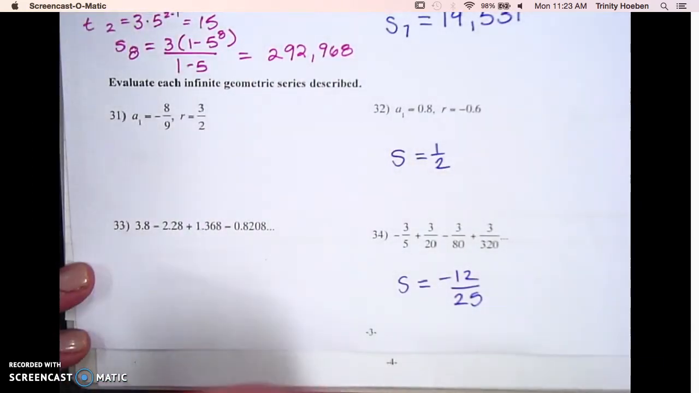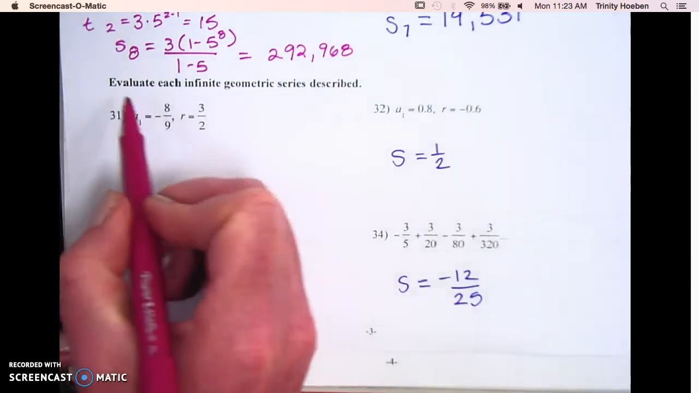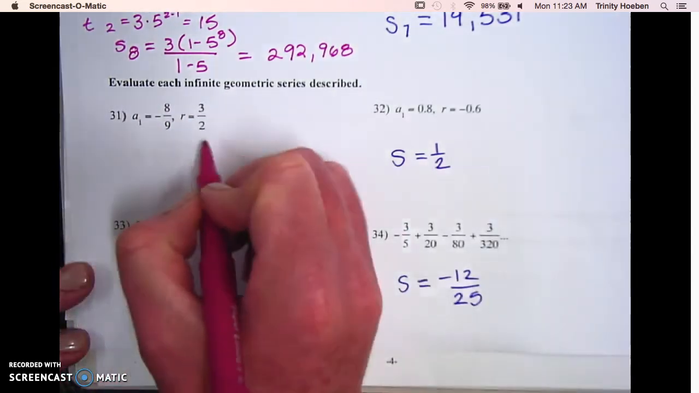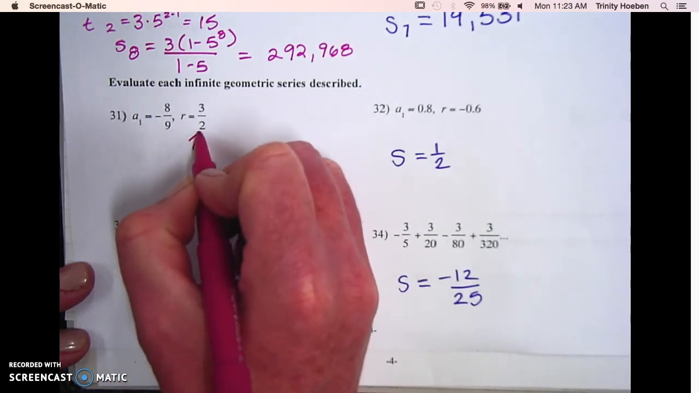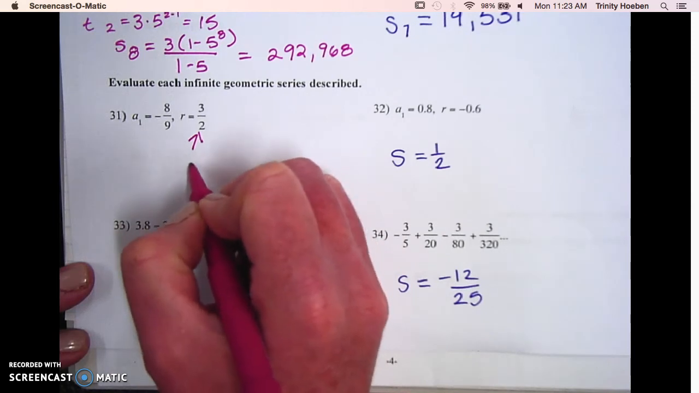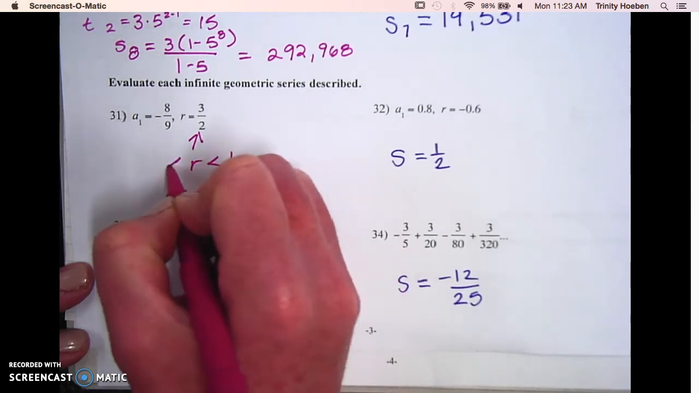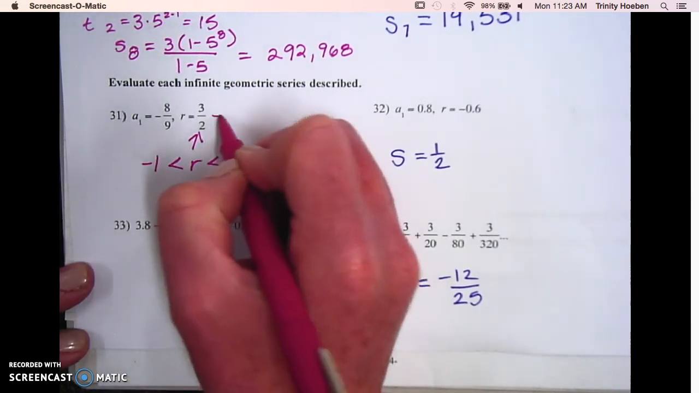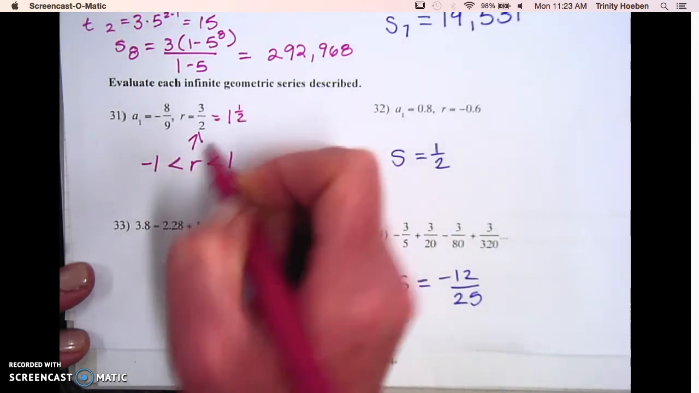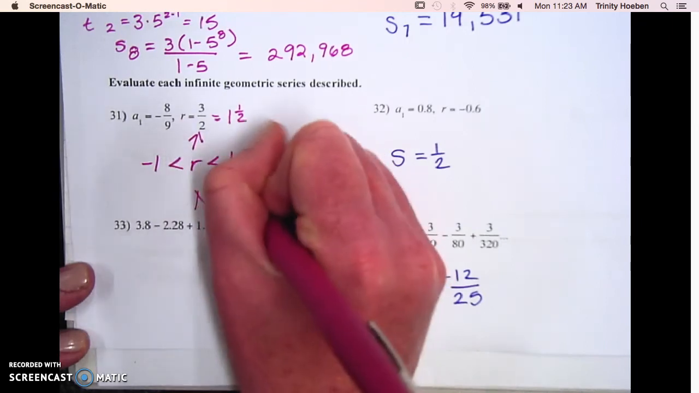Number 31 says to evaluate each infinite geometric series described. So first thing I did was I looked at the common ratio to see if it was between positive 1 and negative 1. And if I change this to a mixed number, I get 1.5. So it is not. So I simply say no sum.